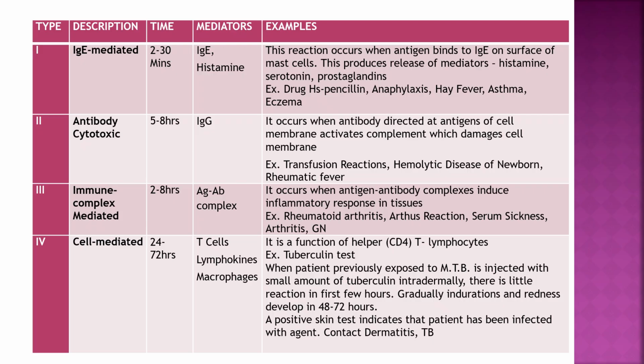Type 4 is cell mediated, occurring in 24 to 72 hours. Mediators are T cells, lymphokines, and macrophages. It is a function of helper, that is CD4, T lymphocytes. Example: the tuberculin test. When a patient previously exposed to MTB is injected with a small amount of tuberculin intradermally, there is little reaction in a few hours. Gradual induration and redness develop in 48 to 72 hours. A positive skin test indicates that the patient has been infected with the agent. Examples: contact dermatitis and tuberculosis.